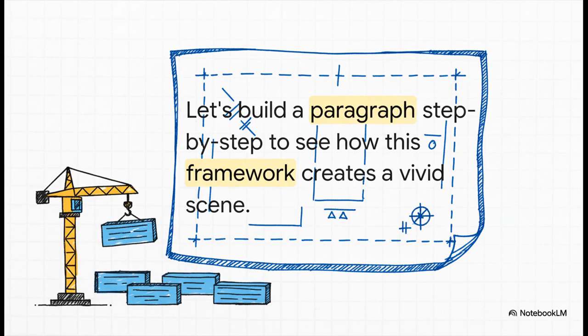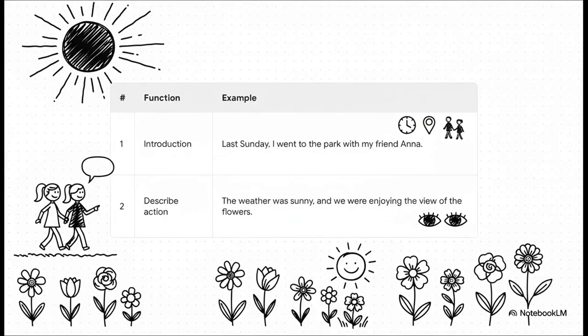You know, the best way to really understand this is to just see it in action. So let's do it. We're going to build a paragraph together, right now using this exact 7-sentence structure. Just watch how smoothly this comes together. So, here we go. Sentences 1 and 2 are all about setting the stage. Sentence 1 gives us the basics, the who, where, and when. Last Sunday, I went to the park with my friend Anna. Done. Sentence 2 paints a little more of the picture. The weather was sunny and we were enjoying the view of the flowers. See? The scene is set.